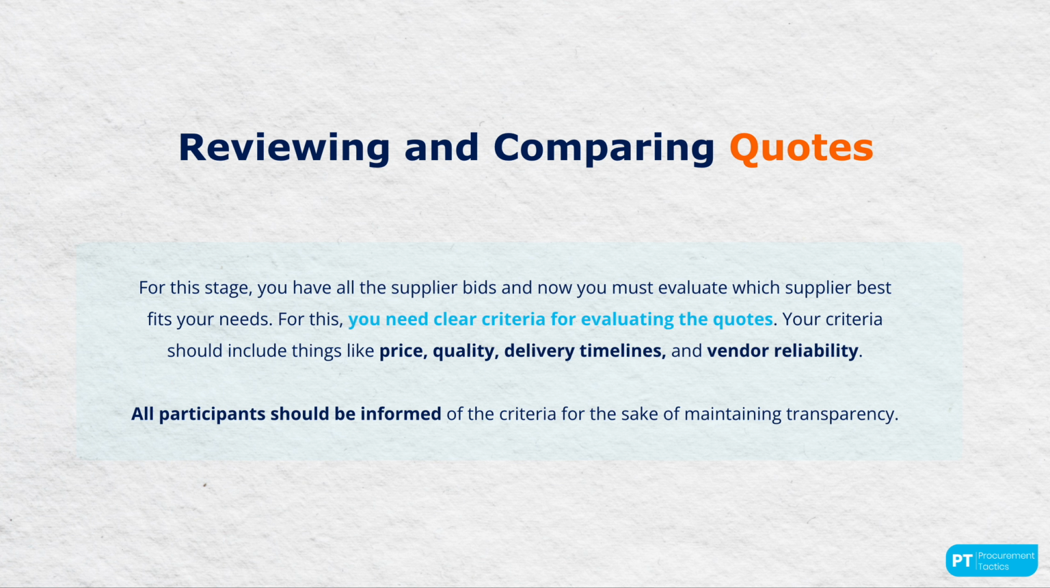For this stage, you have all the supplier bids, and now you must evaluate which supplier best fits your needs. For this, you need clear criteria for evaluating the quotes. Your criteria should include things like price, quality, delivery timelines, and vendor reliability. All participants should be informed of the criteria for the sake of maintaining transparency. Now, when it comes to reviewing submissions, they must be compared based on the established criteria and not rely on price alone. Be very careful to consider factors like vendor experience and customer service. The aim is the best overall value and not the lowest price.